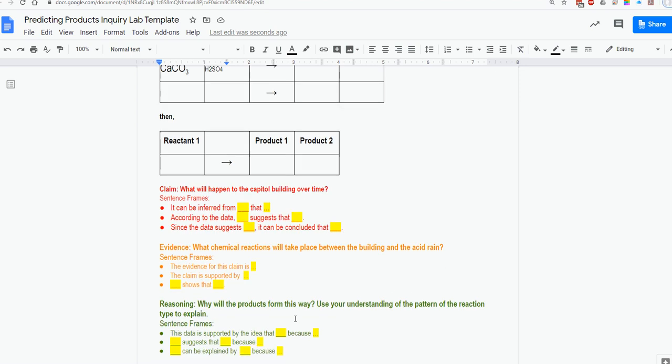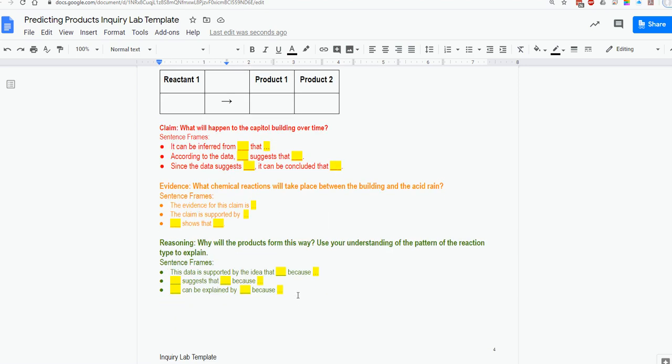And finally, the last thing you want to do is tell us exactly what your reasoning is. Why will the products form this way? Use your understanding of the pattern of reaction types to try and explain. Very, very simple CER. We're not looking for a lot on there.